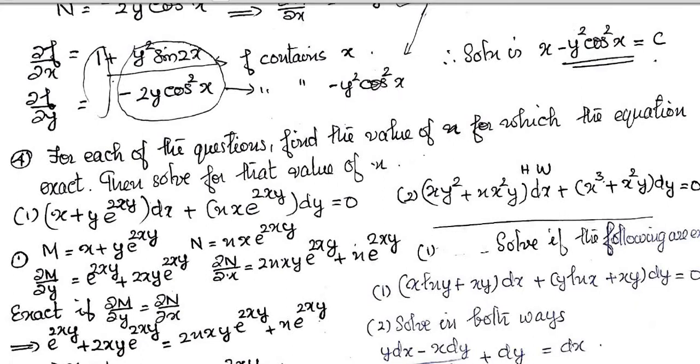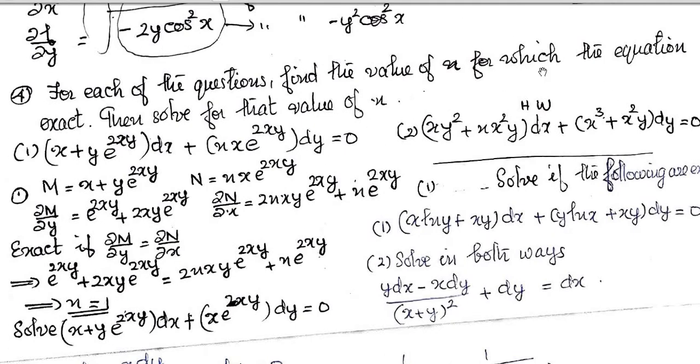Now the next problem: find the value of n for which the equation is exact, then solve for that value. See, this is the question. What is M? M is x plus y e^(2xy), and N is small n into x e^(2xy). So our aim is to find n, provided we are given that this is exact.